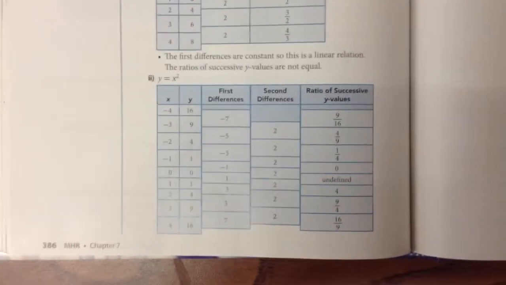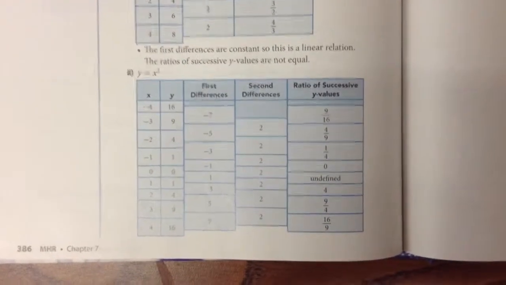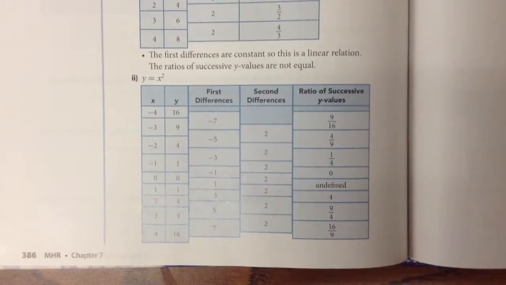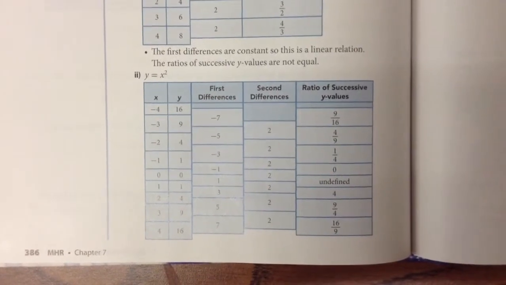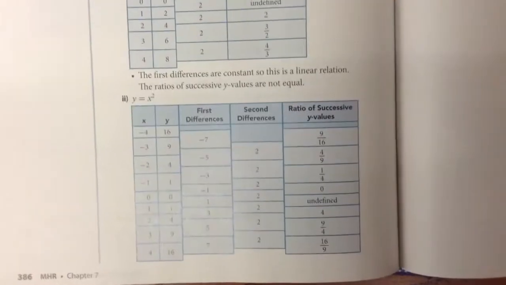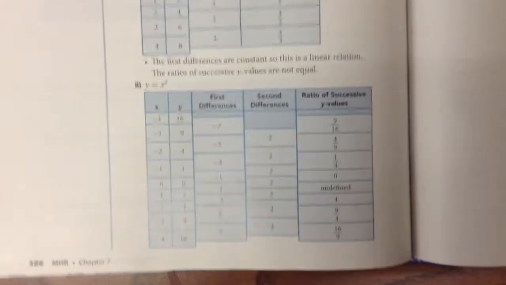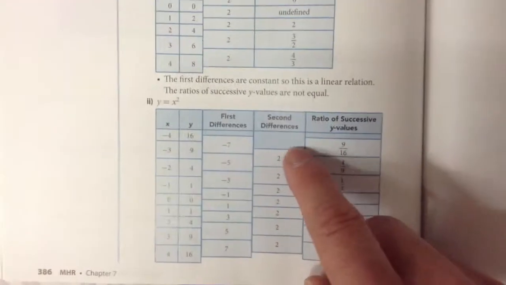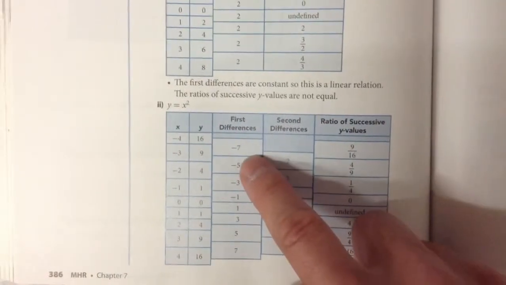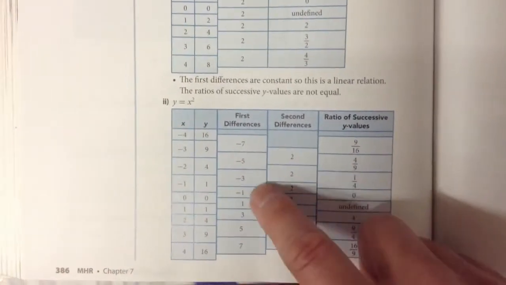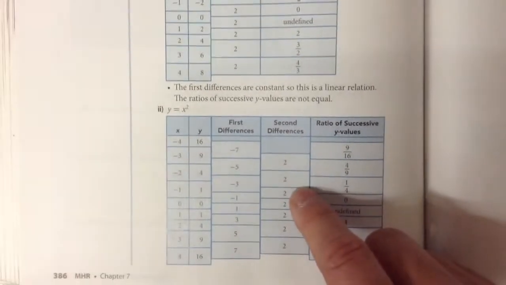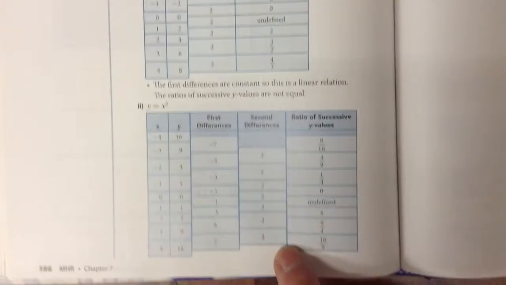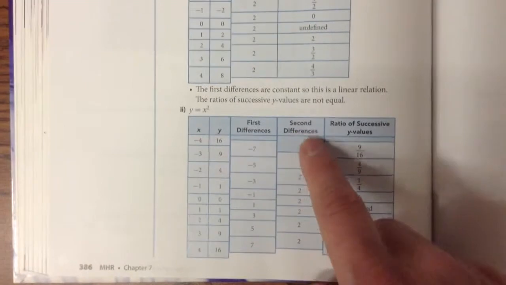You move on to y equals x squared, a quadratic relation. The first differences are not the same, as you notice in the third column: negative 7, negative 5, negative 3, and so on. But when you do second differences, the differences between the first differences, you do negative 5 minus negative 7, positive 2. Negative 3 minus negative 5, positive 2. Negative 1 minus negative 3, positive 2. And so on. They're all 2's. They're all the same. Therefore, if the second differences are all the same, it's a quadratic relation.